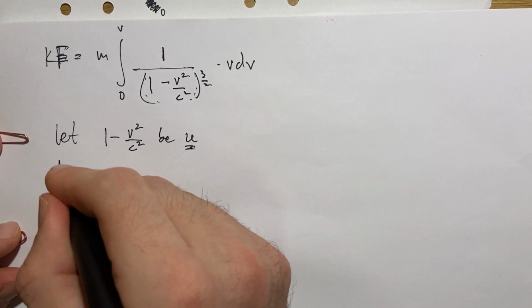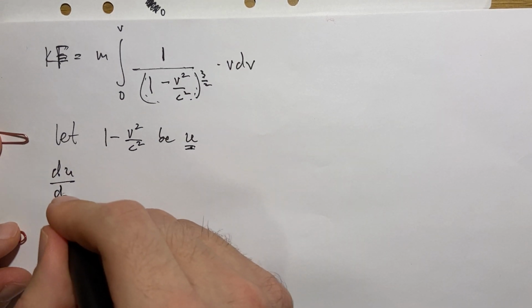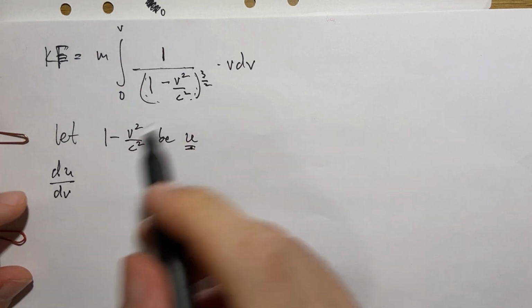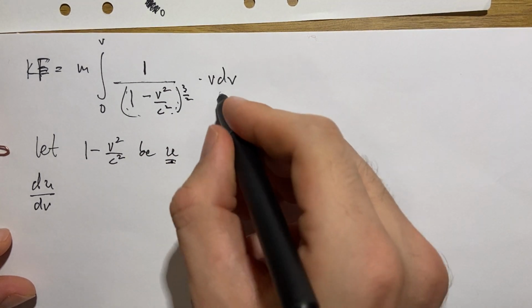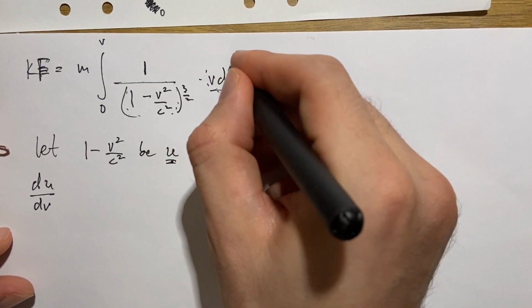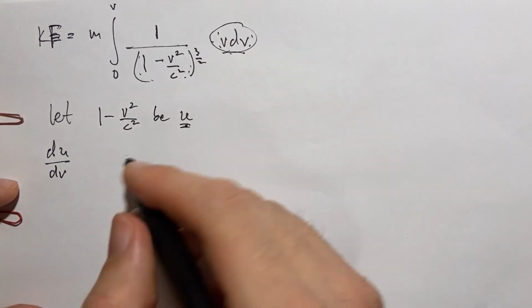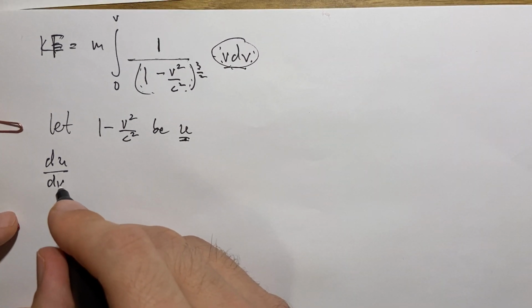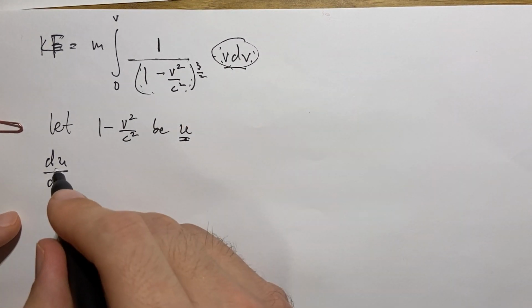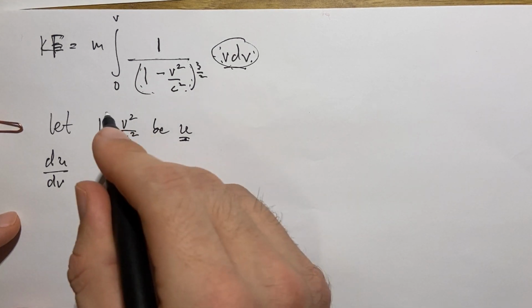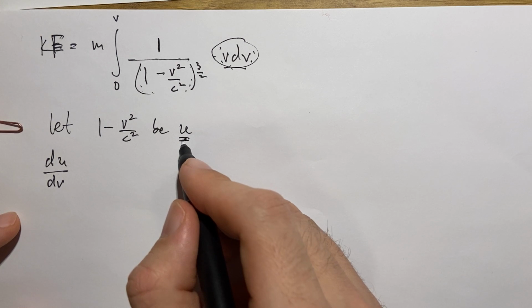So du over dv, we need to somehow get an expression of v dv out of this through substitution, because we want to integrate with respect to u, because we substituted this term with u.